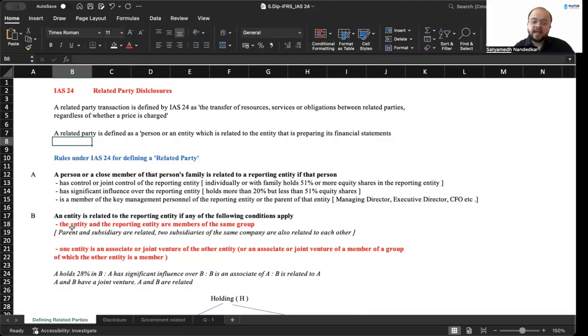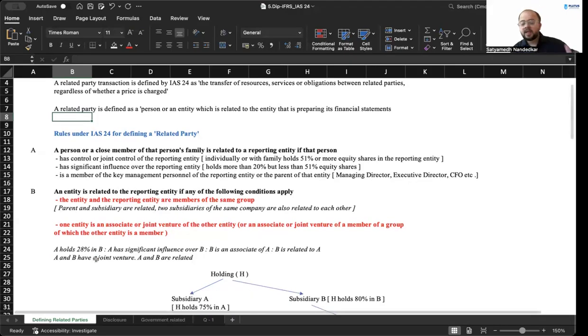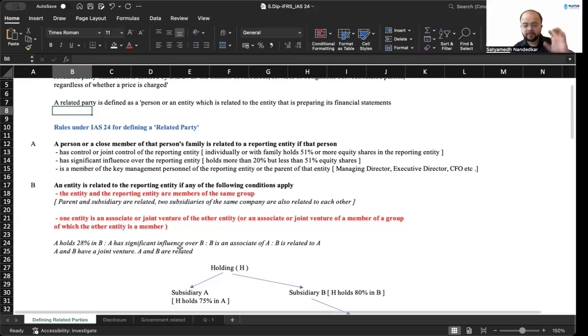Second clause, an entity is related to the reporting entity if any of the following conditions apply. The entity and reporting entity are members of the same group. That is holding company, H, and there is one subsidiary and then there is another subsidiary. So holding and subsidiary are related. Holding and there are two subsidiaries, then all three are related to each other and the two subsidiaries are also related to each other. Holding related to subsidiary and co-subsidiaries are also related to each other.